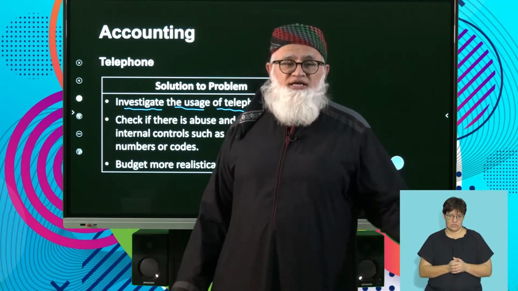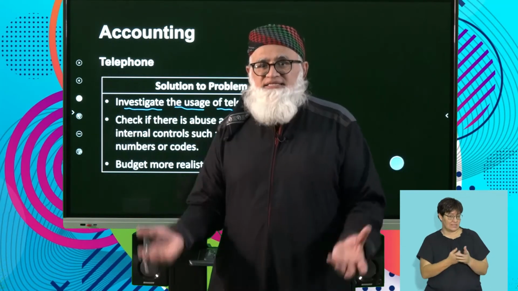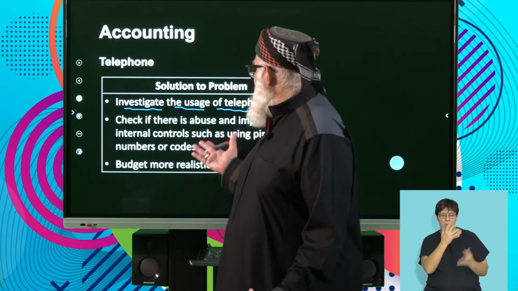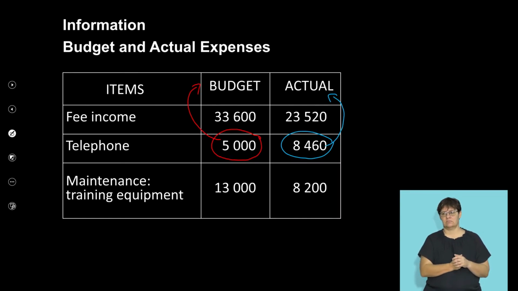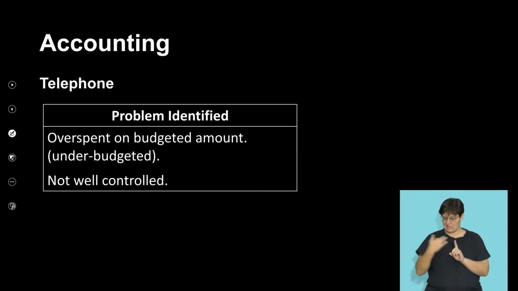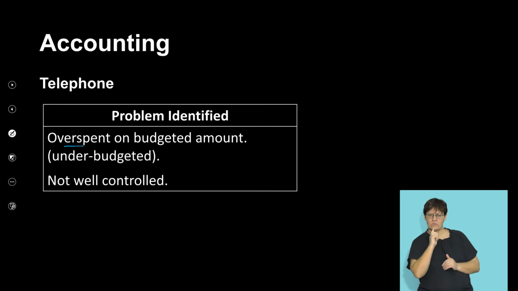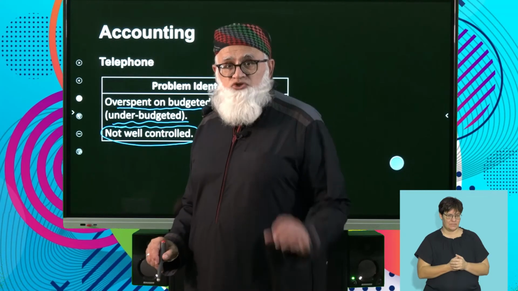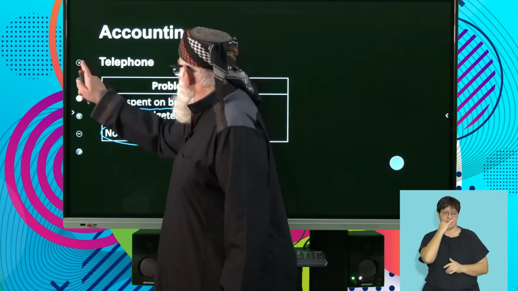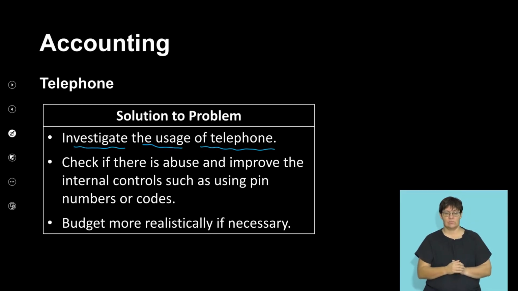So based on historical evidence, you know that on average, you should budget for plus minus 5,000 Rand for your telephone, right? So clearly you can see here that we overspent on the budgeted amount, a negative variance, right? Obviously, this is not well controlled at all. Okay, so that's the situation with the telephone. So, how are we going to solve the problem? We're going to investigate the usage of the telephone.